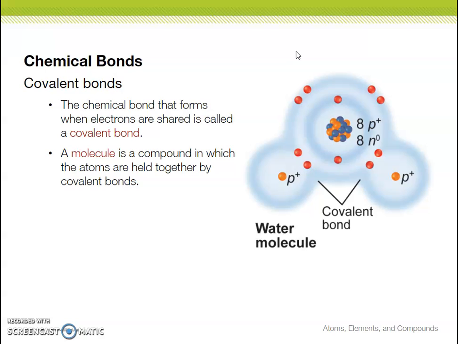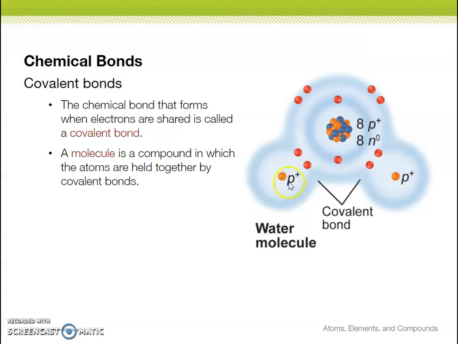Covalent bonds get that full outer layer by sharing electrons. Okay, that is a chemical bond that forms when electrons are shared, and they form a molecule. A molecule is a compound in which the atoms are held together by covalent bonds, and those covalent bonds form when the atoms share electrons.